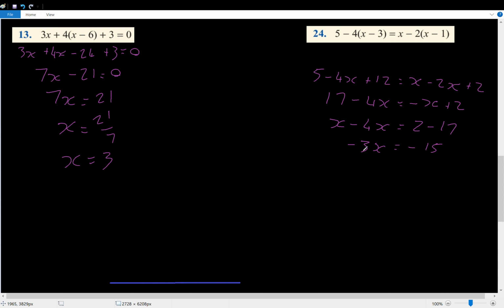Now we're going to bring our multiply by minus 3 from the left over to the right hand side. We get x equals minus 15 divided by minus 3, which means x is equal to 5. And that is that solved. And that's that.